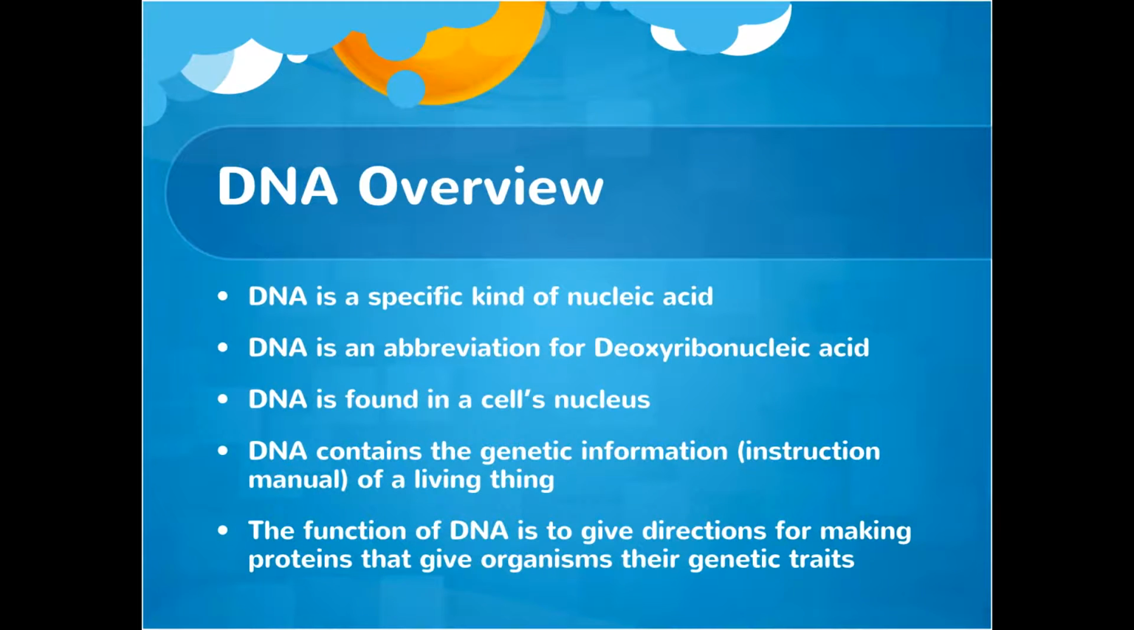And the function of DNA is to give directions for making proteins. And those proteins are what give organisms their genetic traits. Your body is made of mostly protein. So DNA is kind of like the recipe book on how to build the different proteins that make your body. And everyone has different proteins in their body, which is what gives us our different traits. The fact that your proteins are being made slightly different than my proteins, and depending on what proteins we produce, we get different traits, different eye color, hair color, etc.